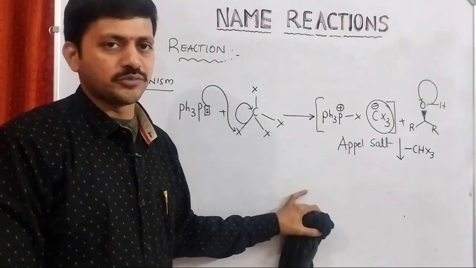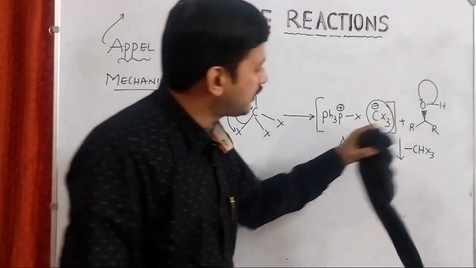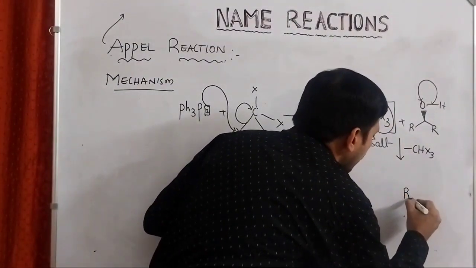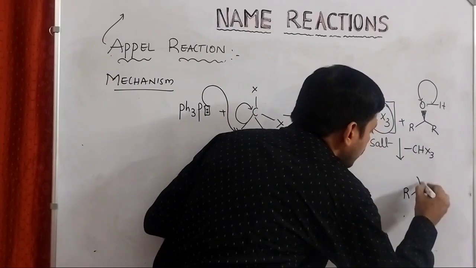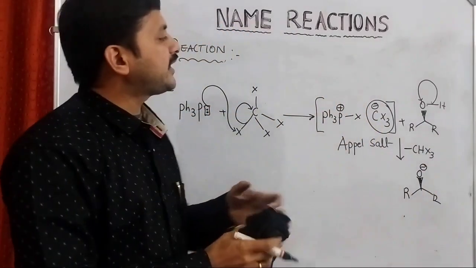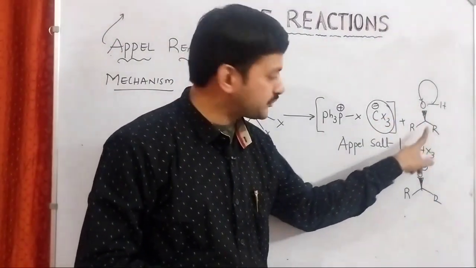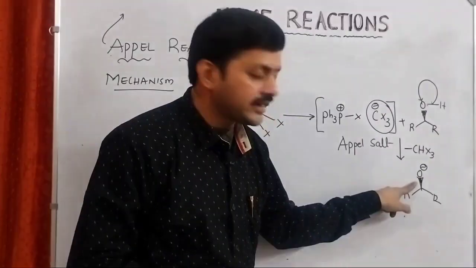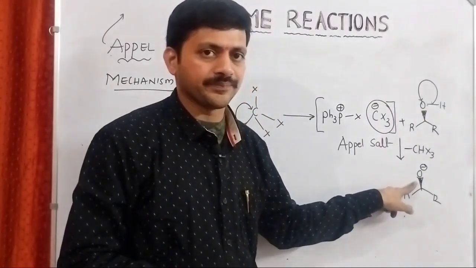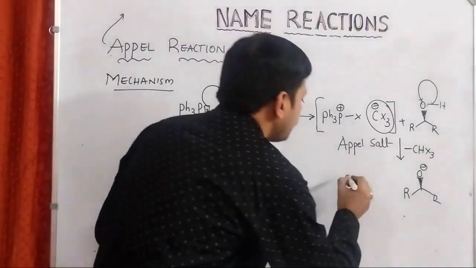CHX3 will be removed. That is a halo form or not? Halo form removed. Then we will come up with R O minus. The reaction takes place at the oxygen but not at the carbon. That's why the front direction remains same. Okay. Now we have O minus and here we are having what?